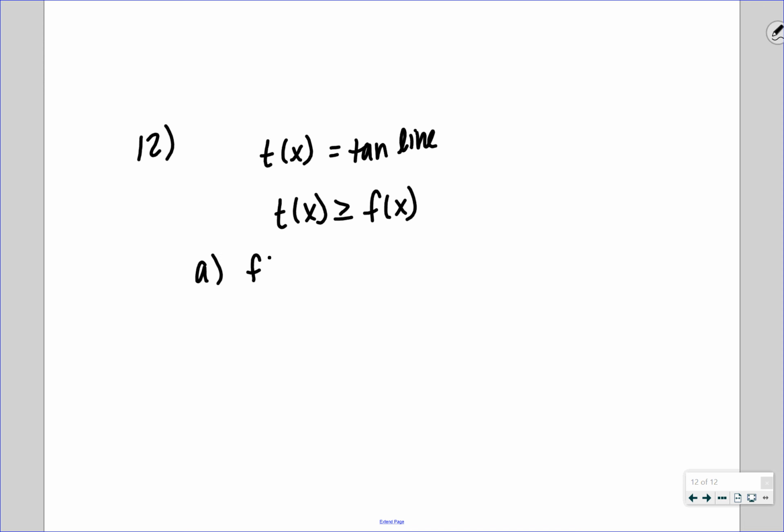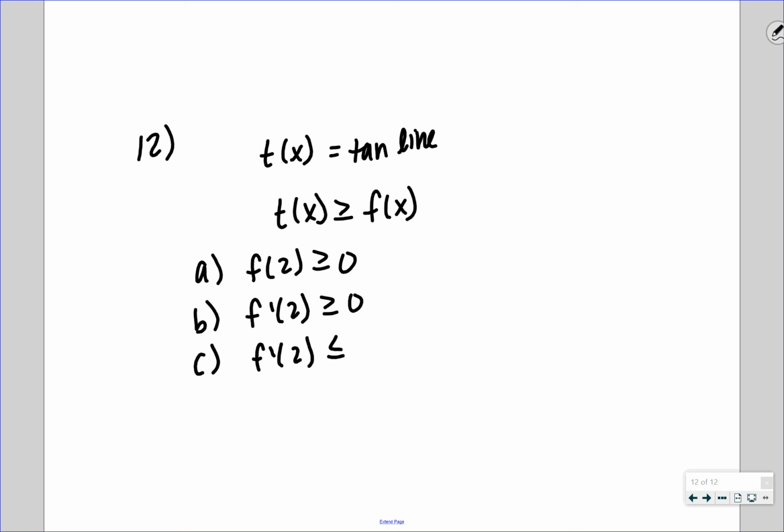All right, number 12. Let y equals f of x be a twice differentiable function. Let y equals t of x be the tangent line at x equals 2. If t of x is always greater than or equal to f of x, what has to be true? So I've got A, f of 2 is greater than or equal to 0. B, f prime of 2 is greater than or equal to 0. C, f prime of 2 is less than or equal to 0. D, f double prime of 2 is greater than or equal to 0. And E, f double prime of 2 is less than or equal to 0.